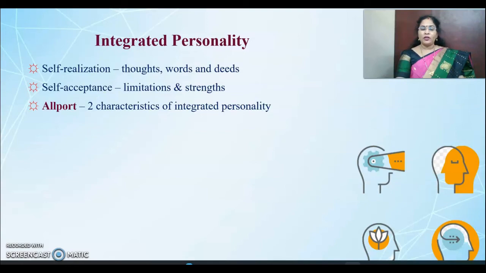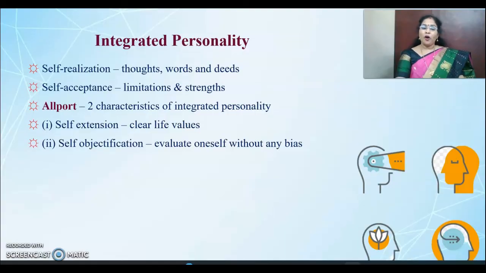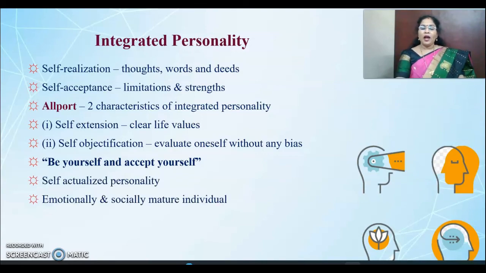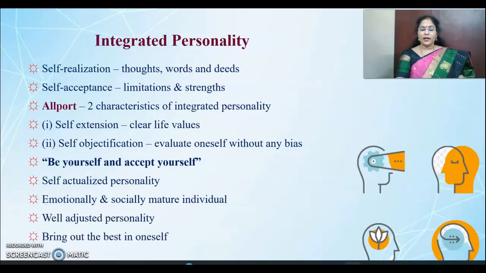Albert is a famous psychologist. He said that there are two characteristics of an integrated personality. One is self extension, where you have clear life values. Another one is self objectification, where we can evaluate oneself without any bias, do or die, this or that. So we will have complete objectivity towards us. The integrated personality people will be themselves and they accept themselves. In order to be a better personality, we need to be ourselves and accept ourselves. And we need to be a self actualized personality. As a teacher, we are expected to be an emotionally and socially matured individual, as well as a well adjusted personality. And the self-actualized person or the integrated personality will always try to bring out the best in oneself.